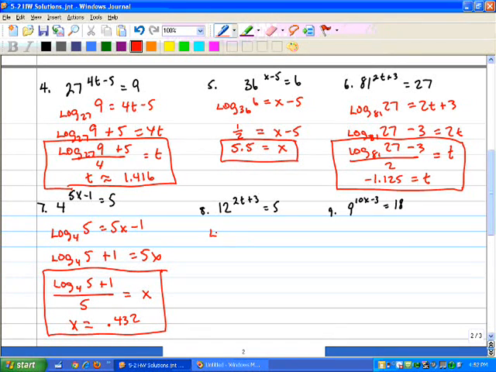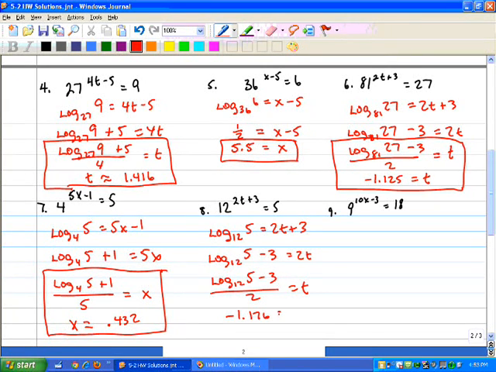We do 8 the same way, convert to logarithmic form, get log base 12 of 5 equals 2t plus 3. Subtract 3 from both sides. Log base 12 of 5 minus 3 equals 2t. Divide both sides by 2. Log base 12 of 5 minus 3 divided by 2 equals t. That's our exact answer. We evaluate using the calculator. Log base 12 of 5 is ln 5, close parentheses, divided by ln 12, close parentheses. Then we subtract 3 to get the numerator, hit enter, then divide by 2, and we get negative 1.176 is our decimal approximation.